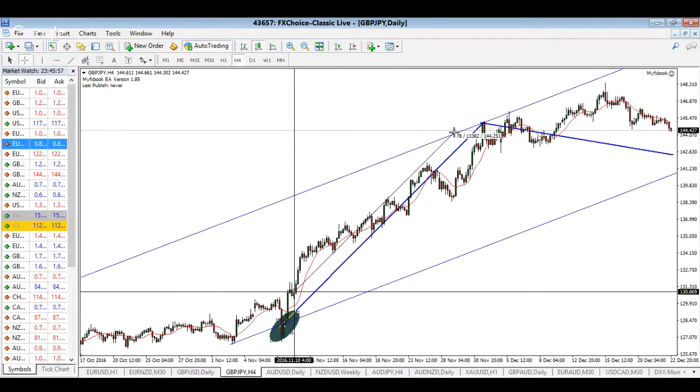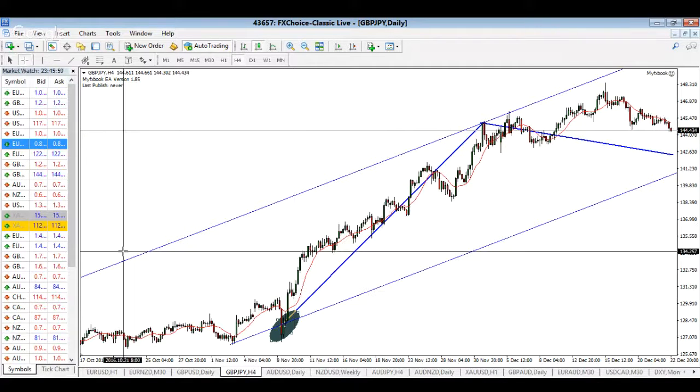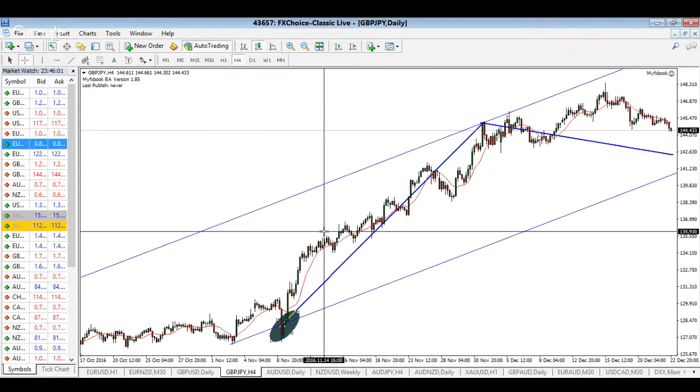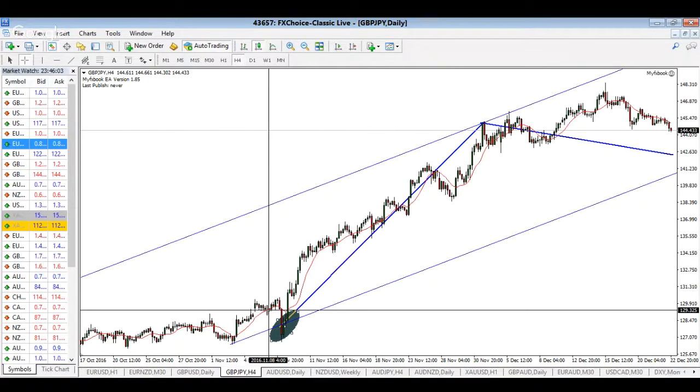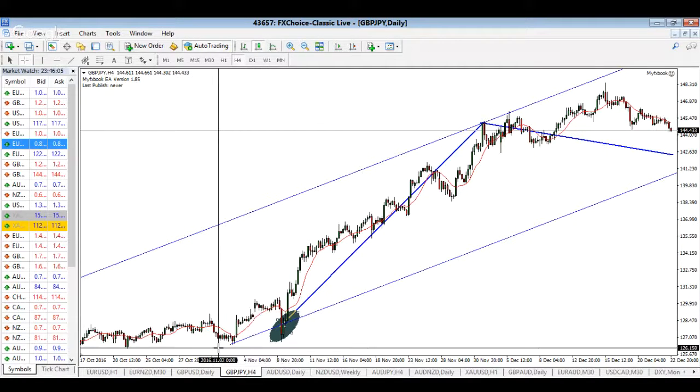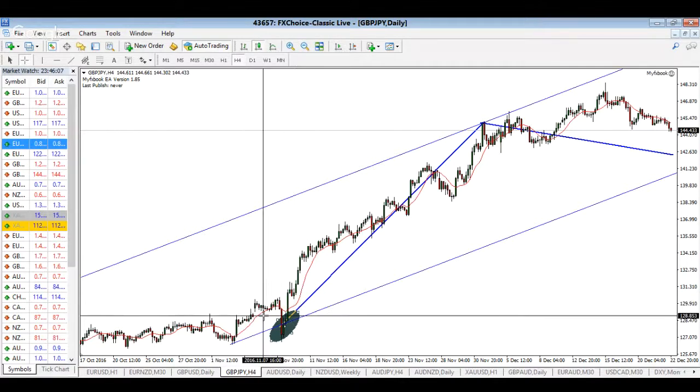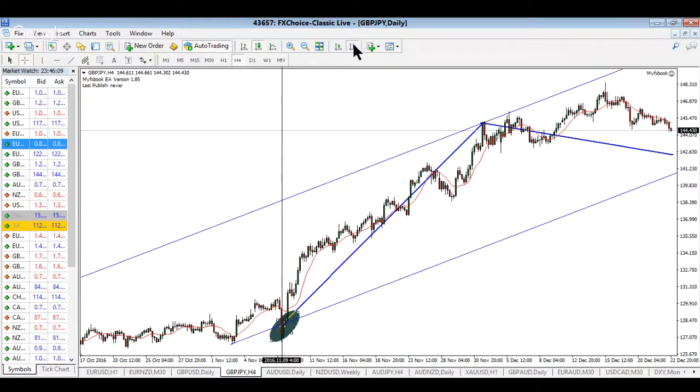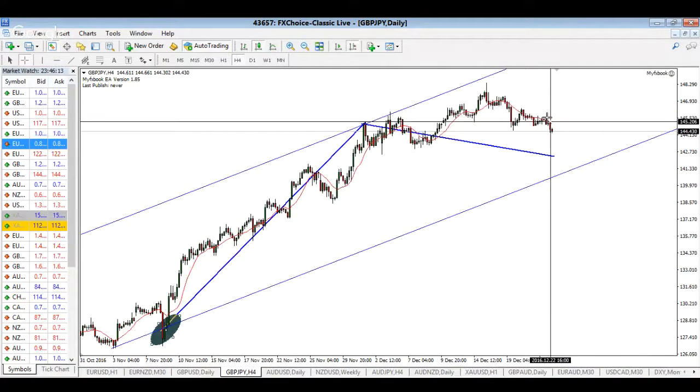I like to use the moving average with the channel because it gives me an extra indication of whether it's really a buy or a sell. So it's a really good tool. As you guys can see, it's pretty much clean. So as of right now, JPY is pretty much a sell.